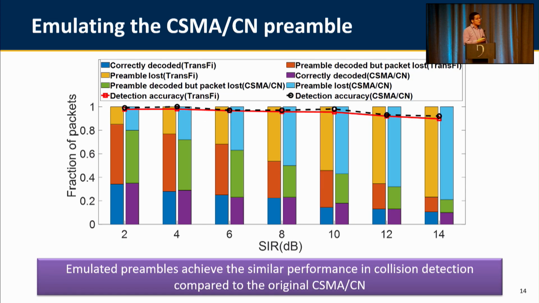So our basic methodology is that we emulate the preamble, and we transmit the emulated packet on air, and we then compare the performance of this emulated packet with the performance results being reported in the original paper. So as you can see in this figure, when we are emulating the custom CSMA-CN preamble, we can achieve a very similar level of performance compared to the original result presented in the paper.